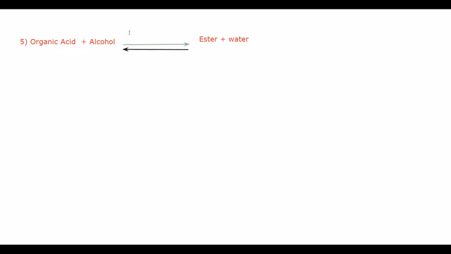The forward reaction, when we form ester, is called esterification. And the backward reaction is called hydrolysis. Esterification means formation of ester. And why is the backward reaction called hydrolysis? Because if you use water to break down something, that reaction is called hydrolysis.